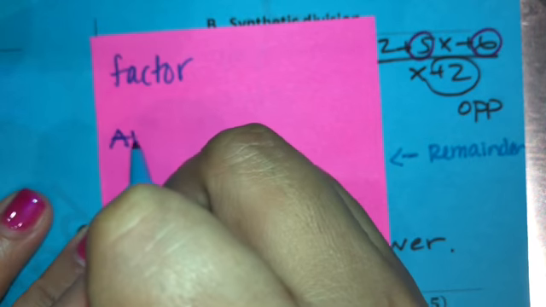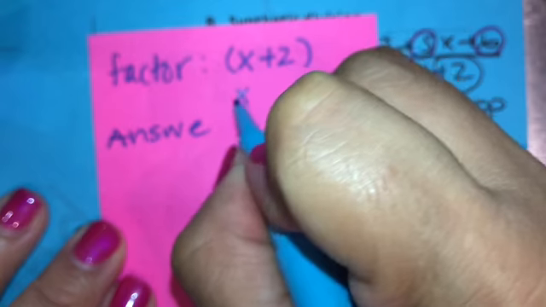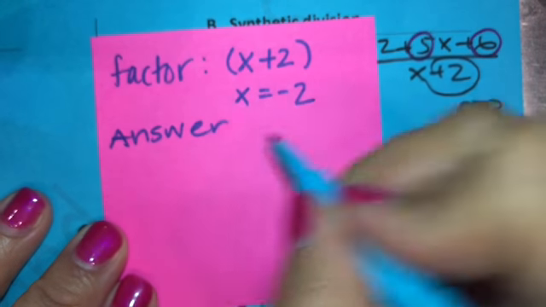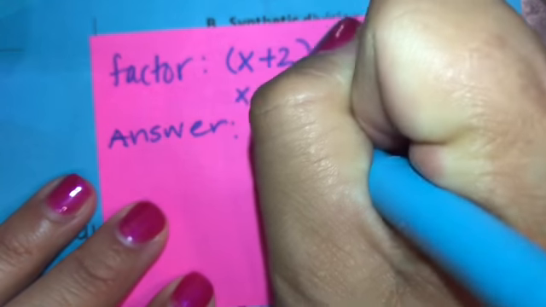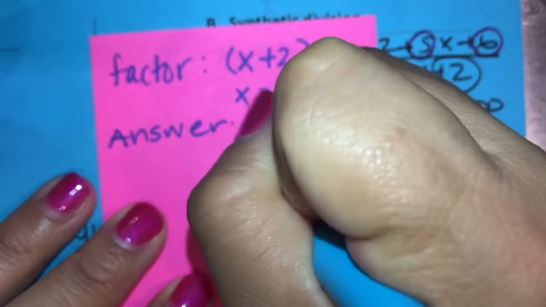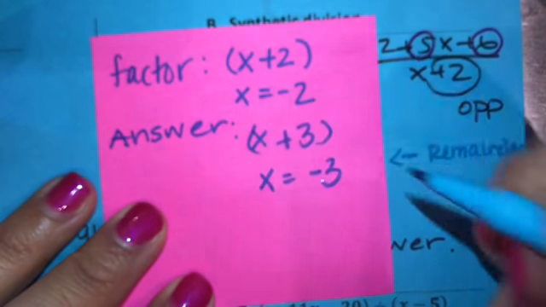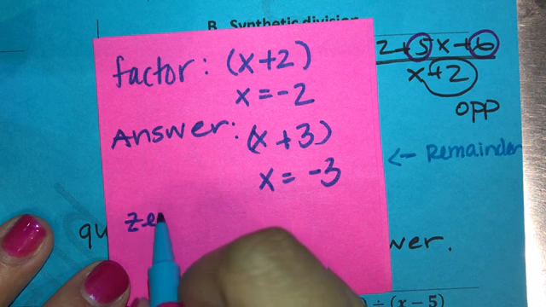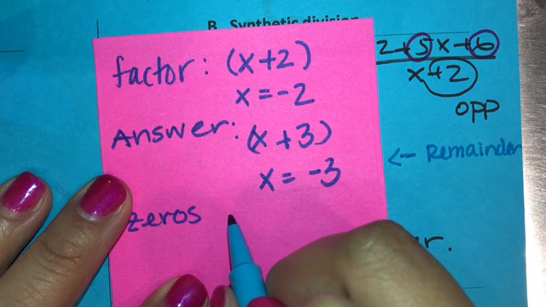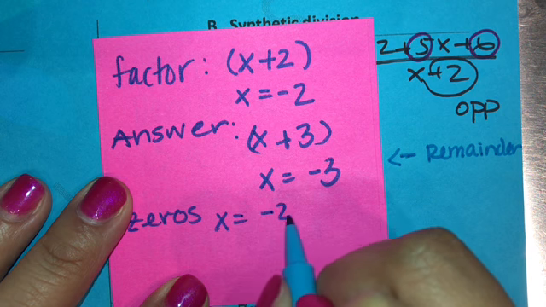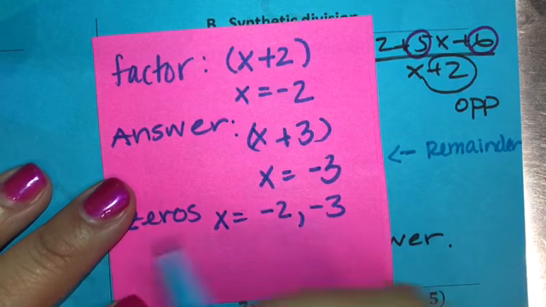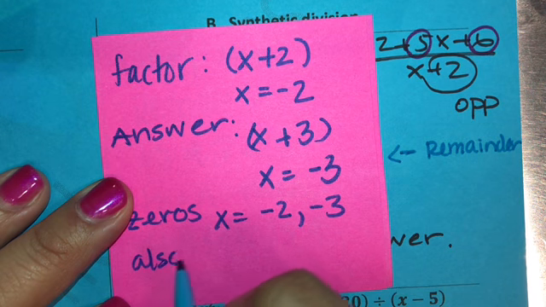So when I look at my answer, my factor was going to be x plus 2, which says x equals negative 2. And my answer was x plus 3, which means that x equals negative 3. So my zeros are going to be x equals negative 2 and negative 3. Those are also my roots.